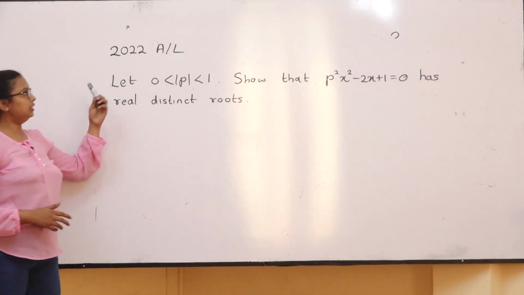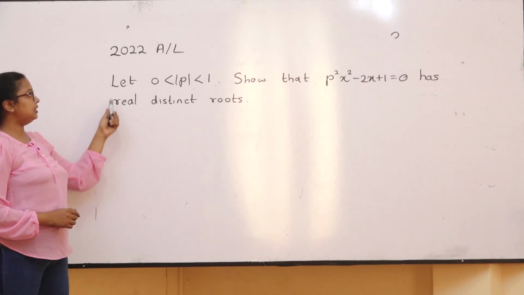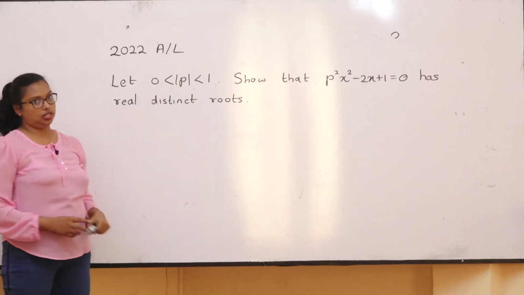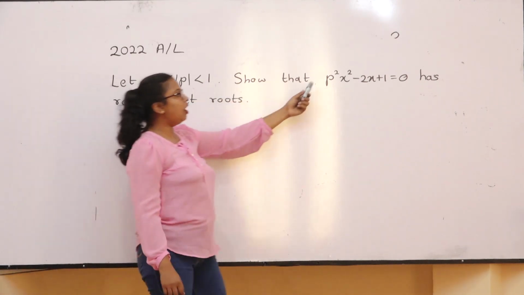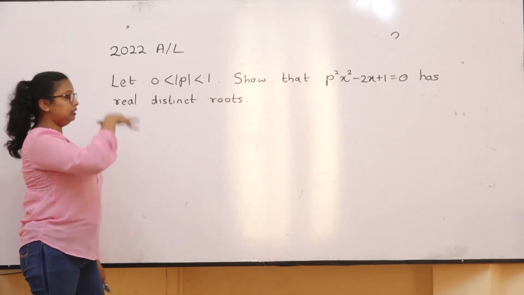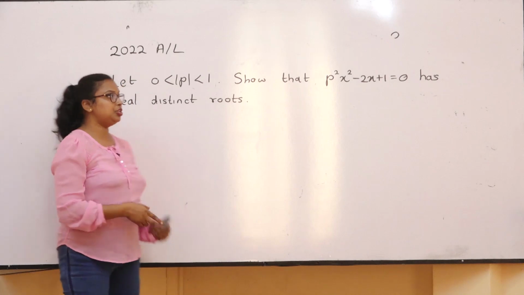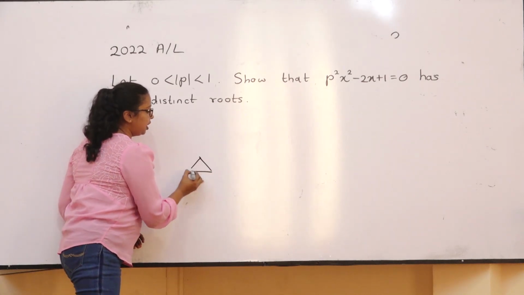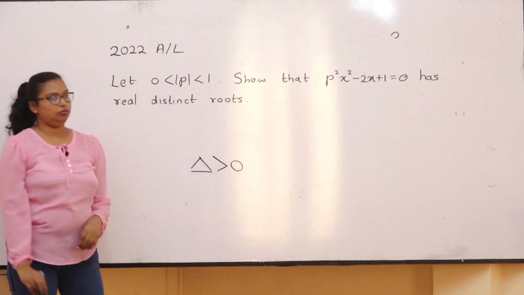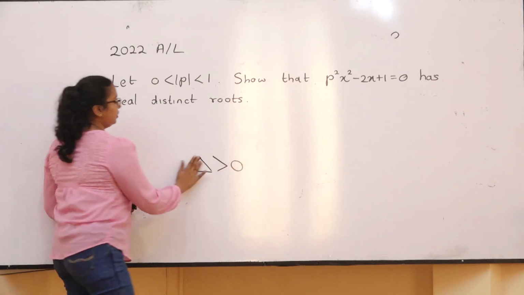Right. So, let us discuss the 2022 A level question. They have given that the modulus of p is less than 1 and greater than 0. Show that p squared x squared minus 2x plus 1 equals 0, the quadratic equation, has two distinct real roots. So, if it has two distinct real roots, then what should it satisfy? Delta or the discriminant should be greater than 0. Right. So, what we have to prove is this, we have to check whether the discriminant is greater than 0.